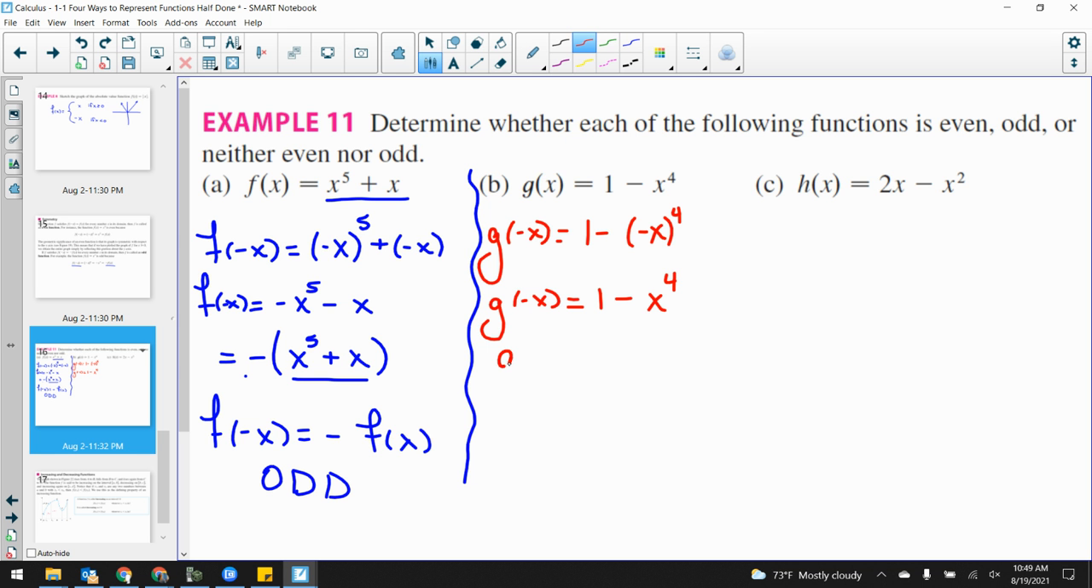Can't we make the statement now, g of negative x is really equal to g of x, 1 minus x to the fourth. So that is the rule for an even function. If we can plug in negative x and it doesn't change anything, we get back what we started, we know that it's even.